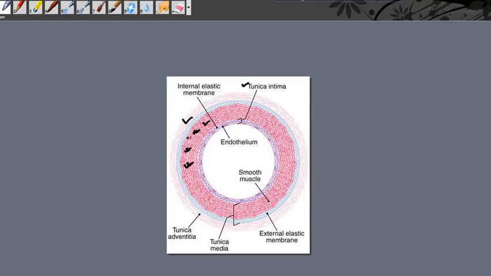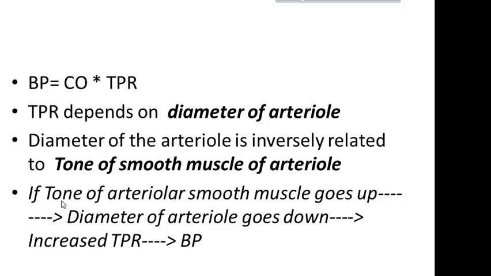This is very important. So if the tone of arteriolar smooth muscle goes up, or on the other hand, if the arteriolar smooth muscle constricts, the diameter of the arteriole goes down, and when the diameter of the arteriole goes down, your total peripheral resistance will go up, and when your total peripheral resistance goes up, your blood pressure will go up, right?